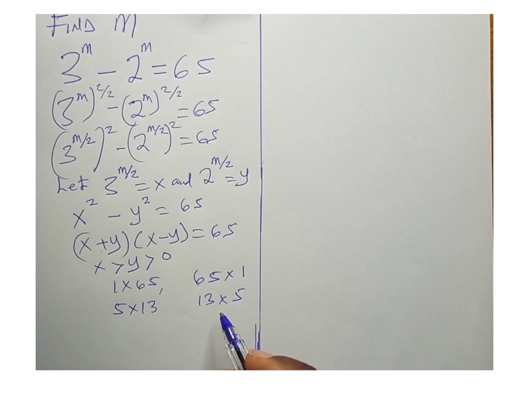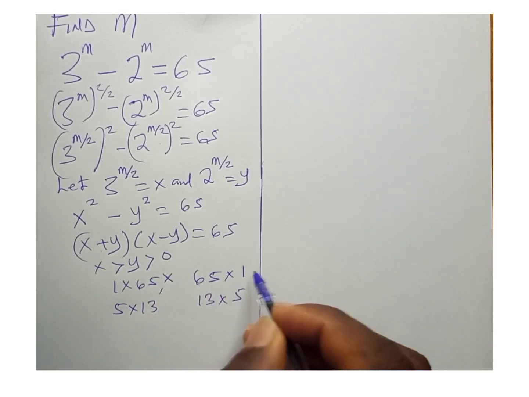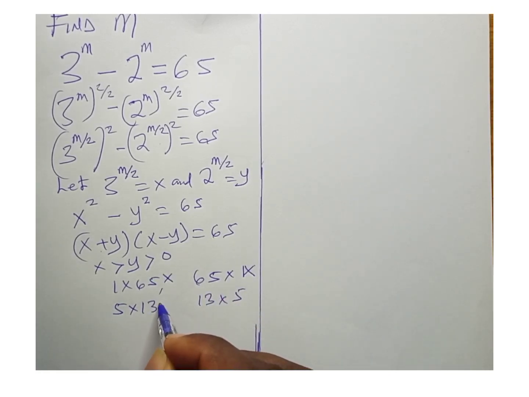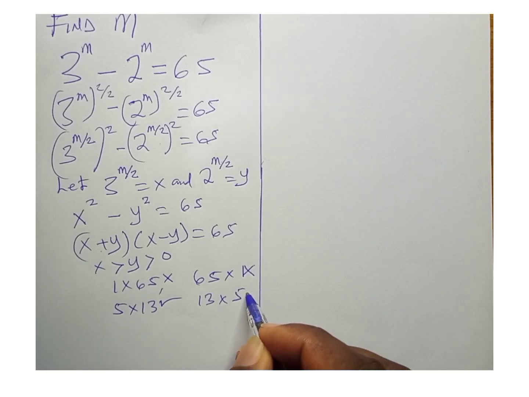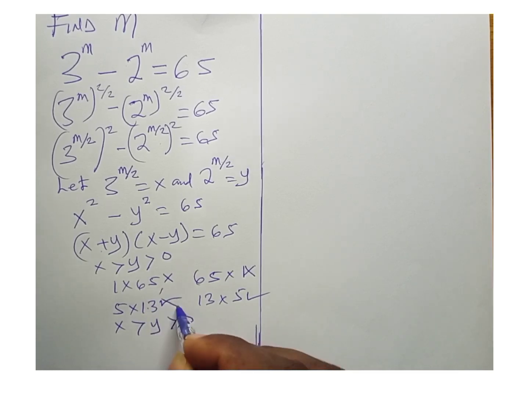So if that be the case, and these are the possible factors, we can have this. This one is not a prime number. This one is not a prime number. But this is a prime number. And this also is a prime number. But remember that x is greater than y is greater than 0. So x must be greater than y. 5 is not greater than 13. So we strike out this, it does not work.